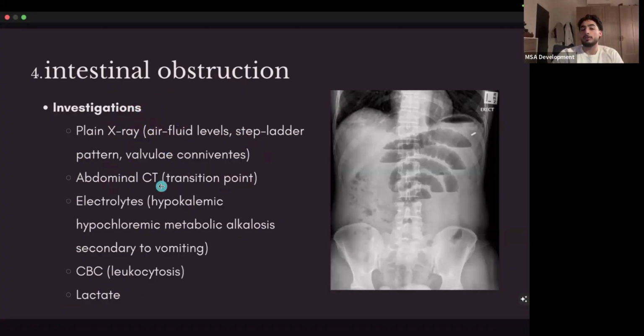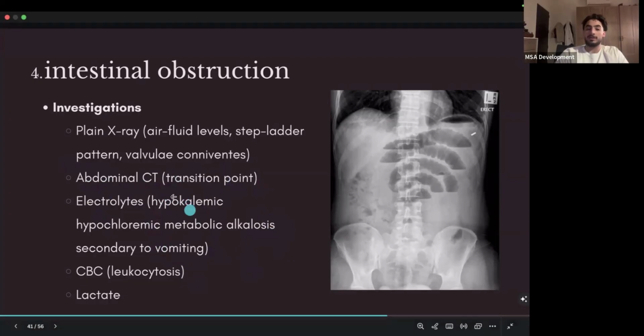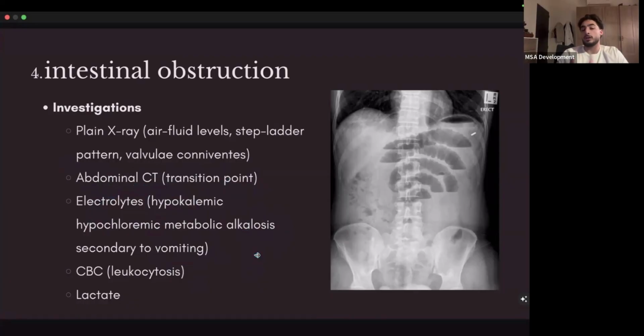You could do an abdominal CT so that you can see the transition point, where exactly the obstruction is and all the dilated proximal bowels in comparison with the distal parts, which are going to be more narrow. Electrolytes. So with vomiting specifically, you're gonna get this electrolyte abnormality. So it's hypokalemic, hypochloremic metabolic alkalosis. That's because you're losing a lot of the acid that's in the stomach, secondary to vomiting, obviously.